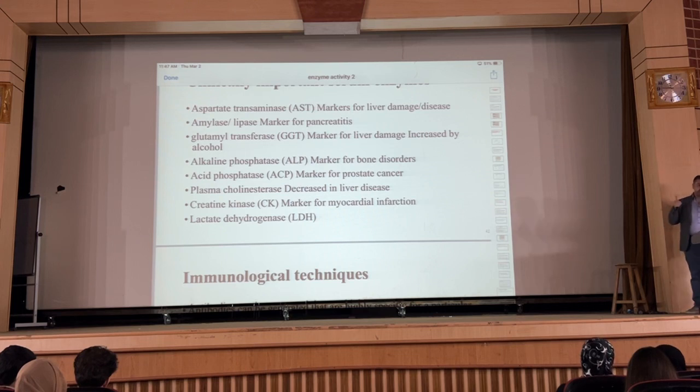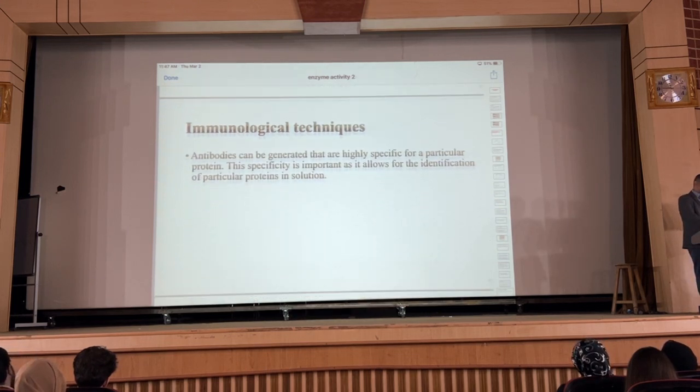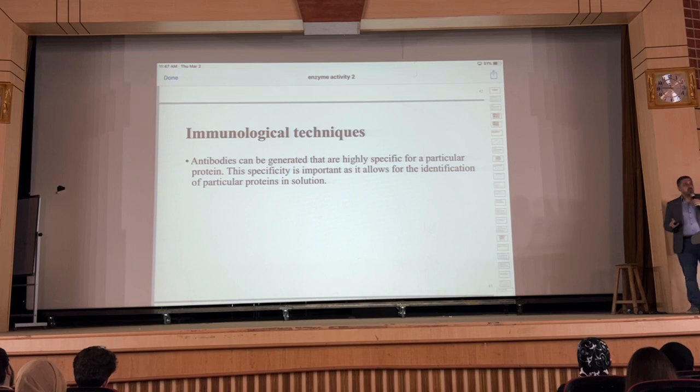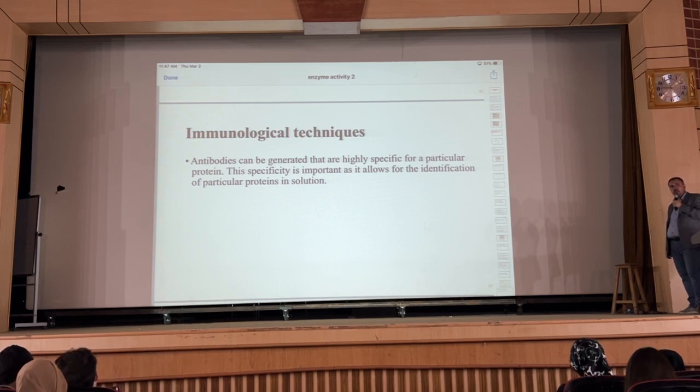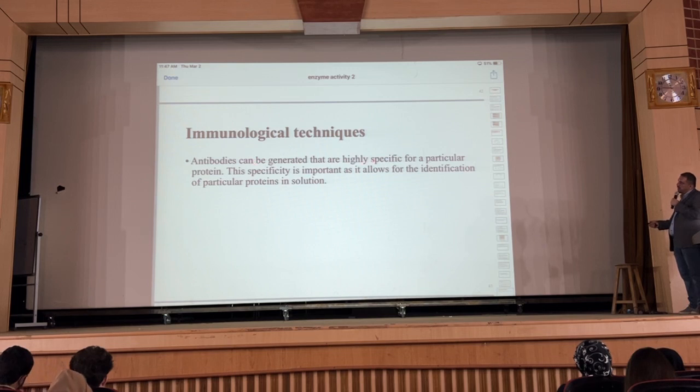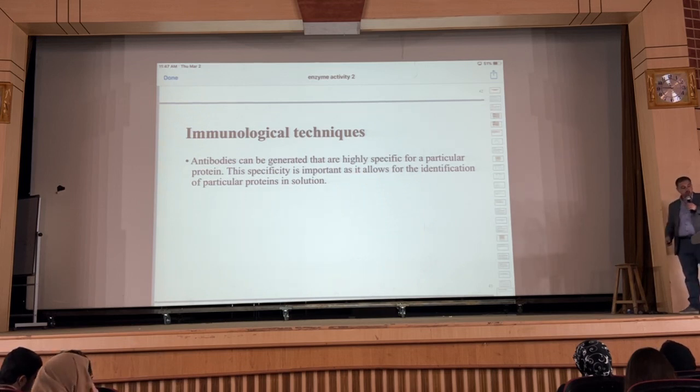So the first way is a simple chemical procedure. You can measure the substrate amount and the product amount. Another way, immunological technique: you design and produce a specialized antibody in order to recognize the specific enzyme in our body. Antibodies can be generated that are highly specific for a particular protein. This specificity allows for the identification of a particular protein in our body.